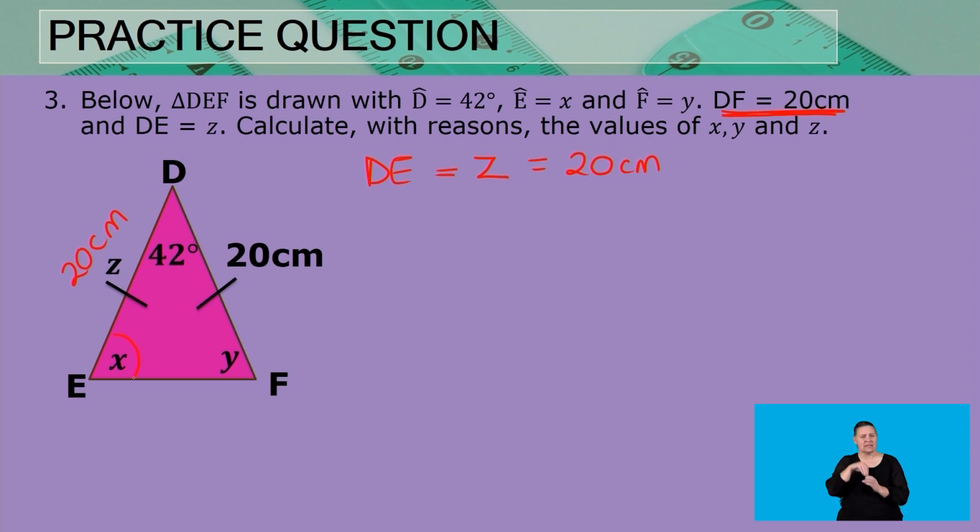Now, X is an interior angle of a triangle, and Y is also an interior angle of a triangle. And we have been given an interior angle of a triangle, which is angle D. We've been given that value there. So we know that angle D plus angle E plus angle F add up to 180 degrees, and the reason why we are saying this is because they are all interior angles of a triangle.